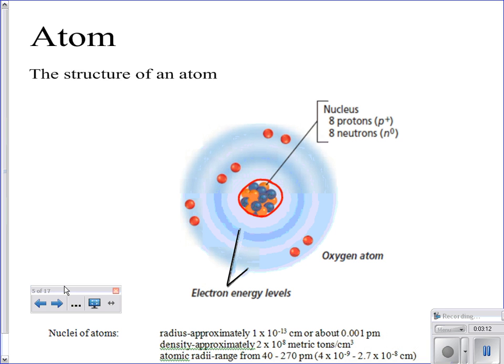The information that I have here, the numbers, the only reason I listed that is so that you could see we're talking about really, really tiny things. So those are not numbers for you guys to learn or memorize.